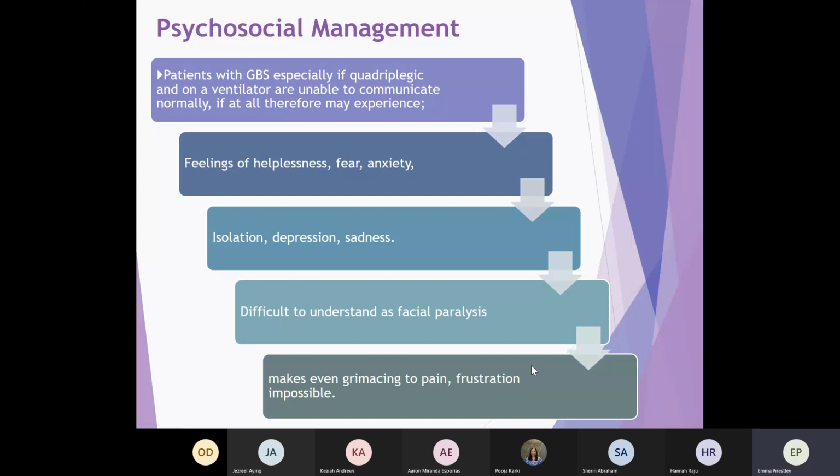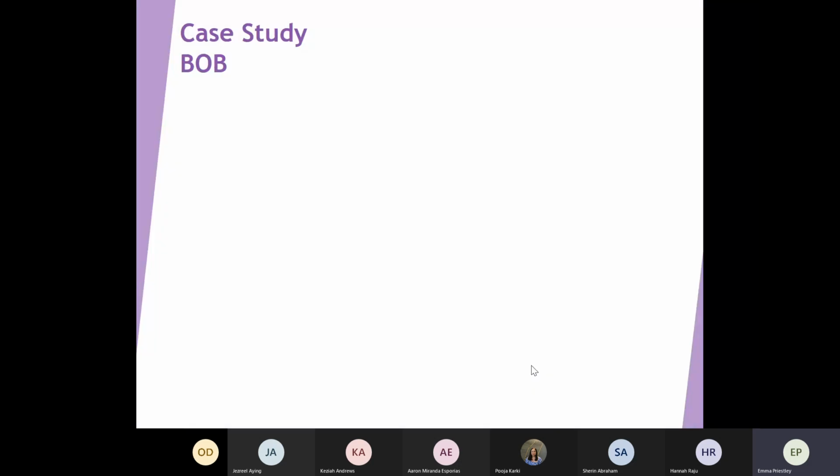They can be really difficult to understand and to read because they can't move their face. And not only that, but they're getting really frustrated with you because they're trying to tell you something and you can't understand them. So I've got a little case study for you.